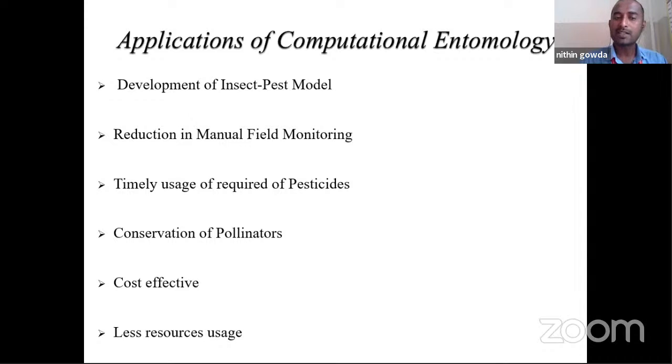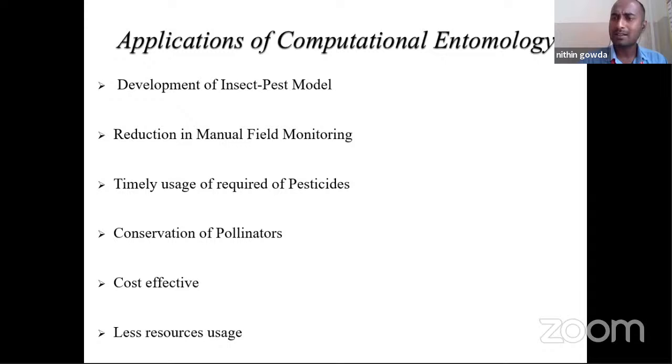Less resource usage, cost effective, and manual field monitoring is not required. Why? Because I'm going to design a device, and the design will be embedded and placed in the farm fields. So that will serve the purpose and do the task of the entomologist.